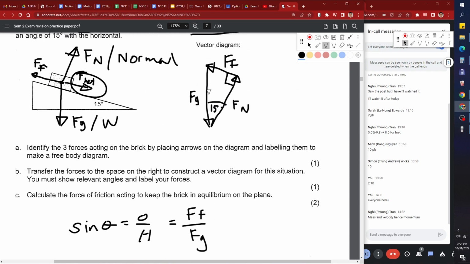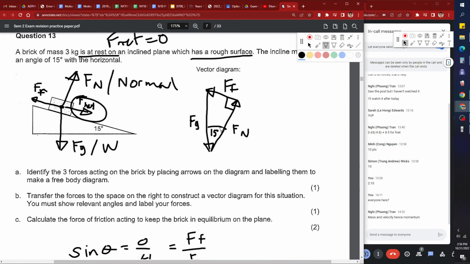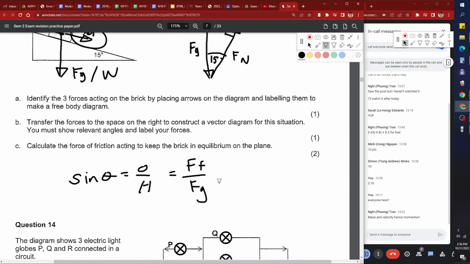We identified this as the long side. There's the side opposite the angle. The angle always goes opposite whatever is the net force, or in this situation the friction here, okay? Yeah, that's it. Let's find out what the friction force is. So FF equals this times that. So FG times sine of 15.